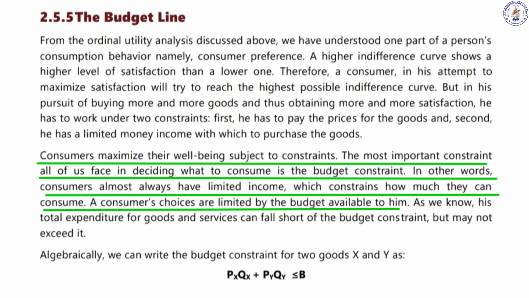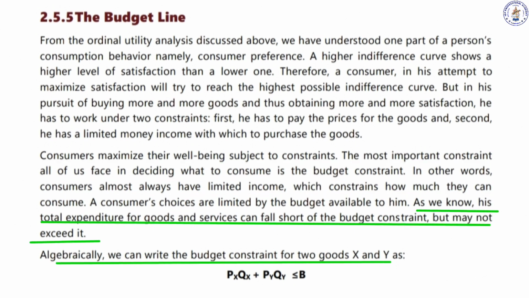The most important condition towards this is his income. So what happens is, with the very limited income that he has, he allocates a budget to spend on the goods that he wishes to buy or that give him the highest level of satisfaction. So we call this the budget line.